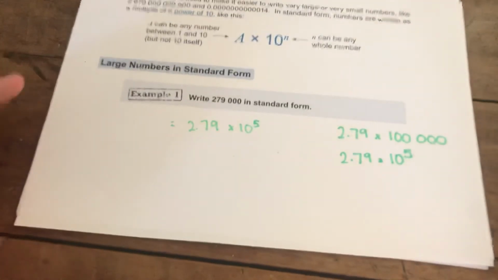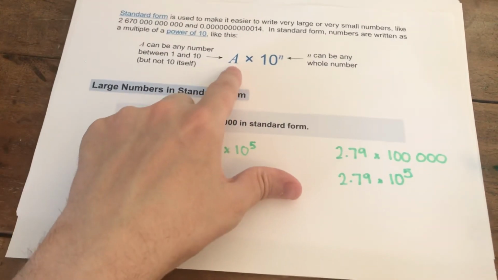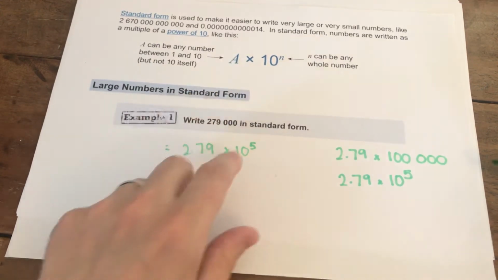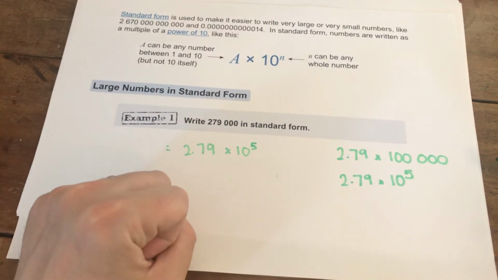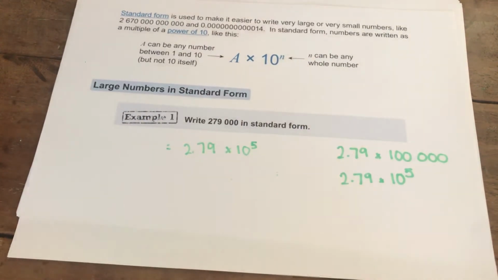It is up to you how you do this, but you must remember the general rule that the first number must be between 1 and 10 and cannot be 10 itself. Notice we can put our decimal point in there, and that our power has to be a whole number.